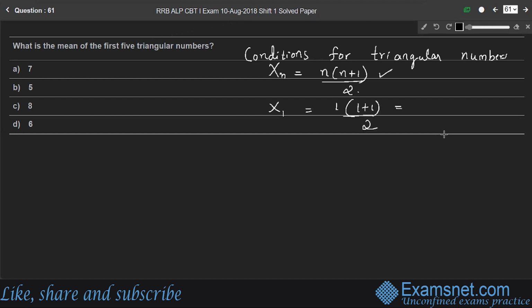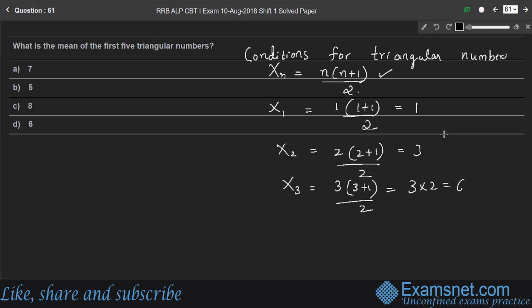So which is 2 by 2, which is 1. And the second triangular number is n into n plus 1 by 2. 2 into 2 plus 1 by 2, 2 will get cancelled. Therefore, we have 3. And third triangular number, so 3 into 3 plus 1 by 2. So 3 plus 1 is 4 by 2 is 2. So we have 3 into 2, which is 6.